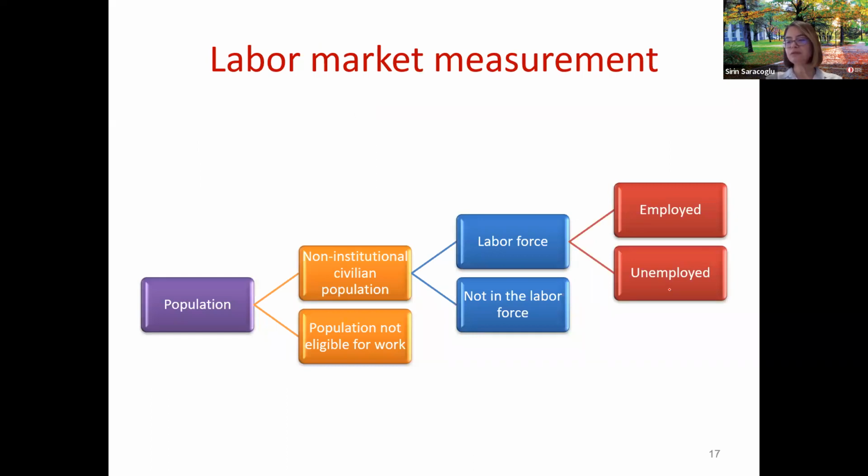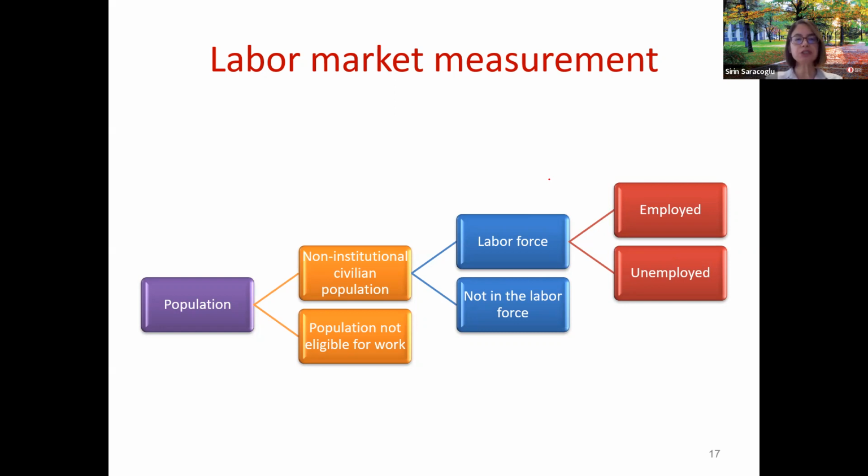Now, let's first start with the basics. How can we measure the labor market in an economy? First of all, you will have the general population. In Turkey, it's what, 84 million people. Everybody that would be included in the population, everybody with a Turkish identity card, would make up the Turkish population.